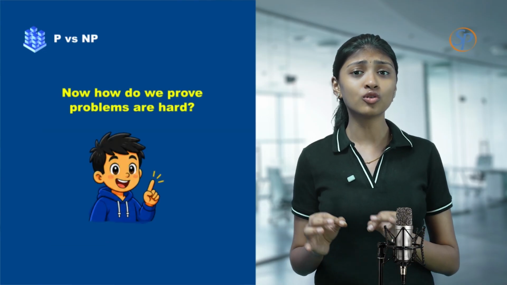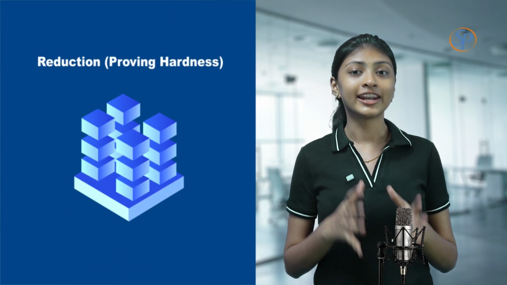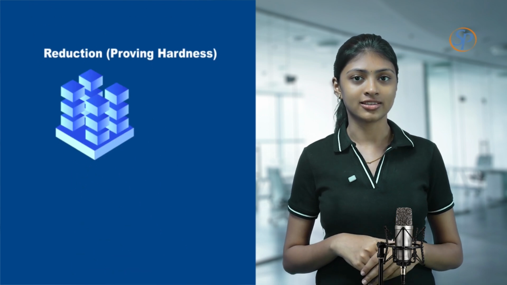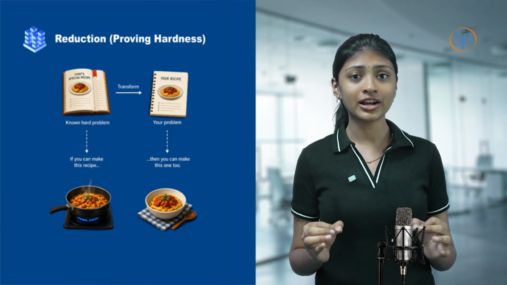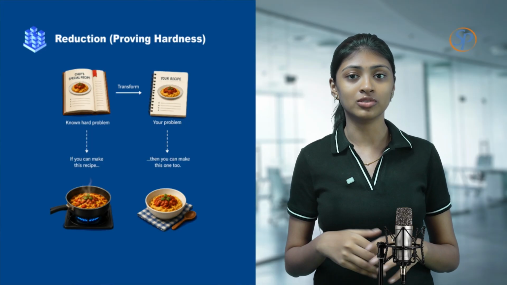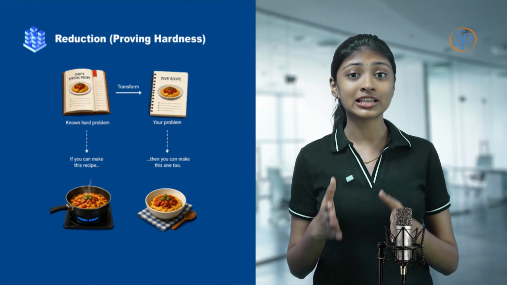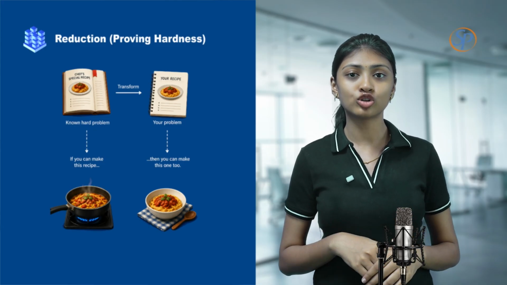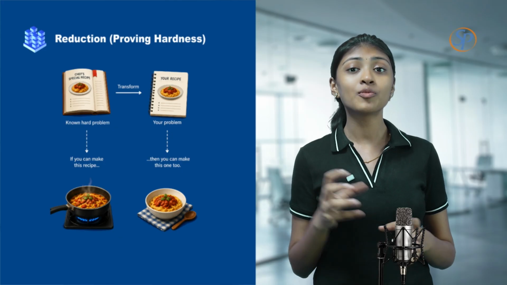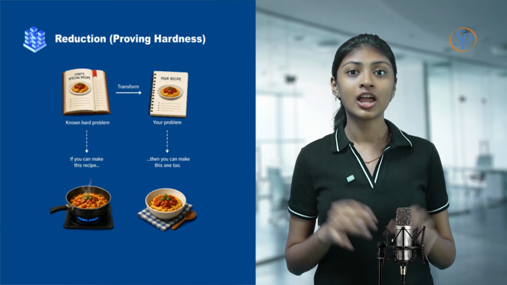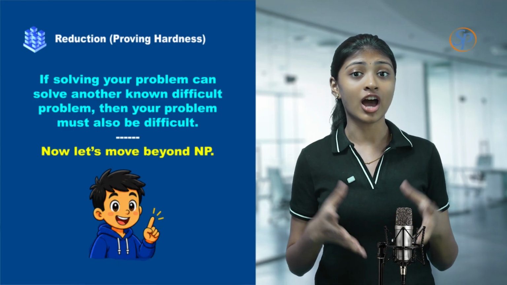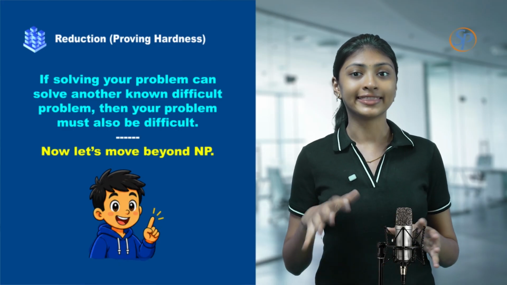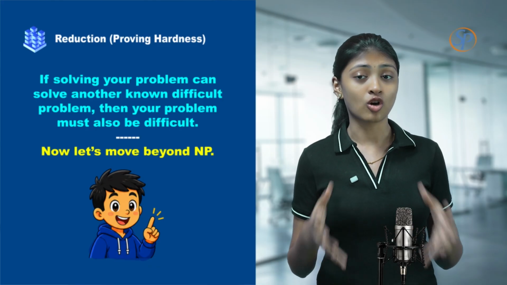Now how do we prove problems are hard? Reduction. Proving hardness. Instead of solving a problem directly, we compare it with another known hard problem. If we can transform a known hard problem into our problem, then our problem is also hard. Now think of it like this. If solving your problem can solve another known difficult problem, then your problem must also be difficult.